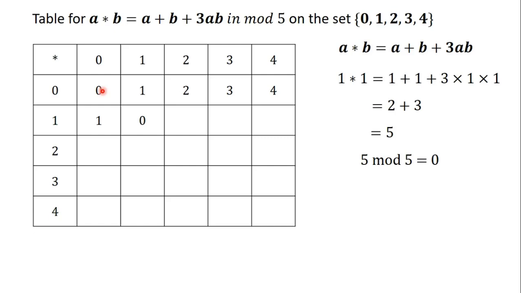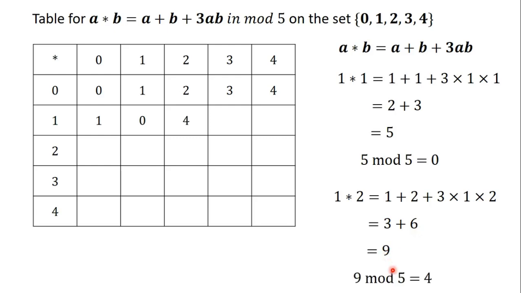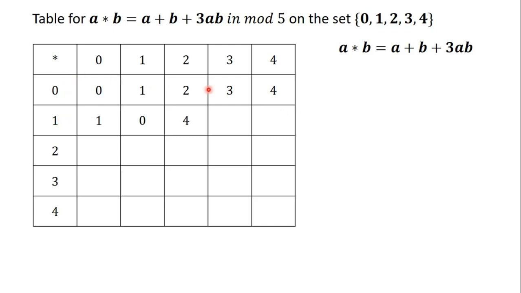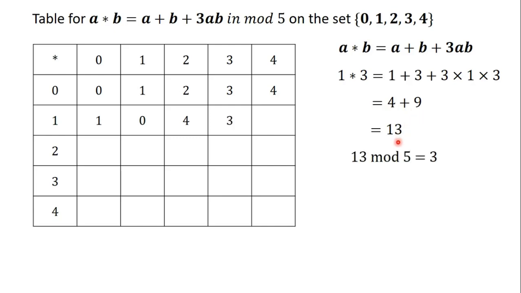The next one is 1 star 2. 1 star 2 is equal to 1 plus 2 plus 3 times 1 times 2. This will give us 3 plus 6. 3 plus 6 is 9. And 9 in mode 5 is 4. The next one is 1 star 3. 1 star 3 is equal to 1 plus 3 plus 3 times 1 times 3. 1 plus 3 is 4. 3 times 1 times 3 is 9. 4 plus 9 will give us 13. 13 mode 5 is 3.